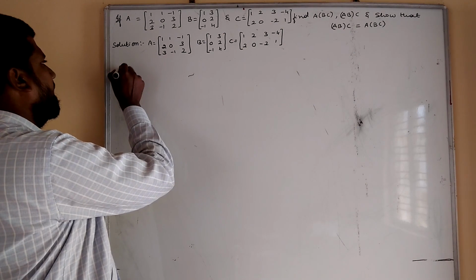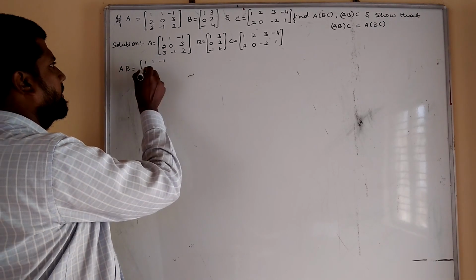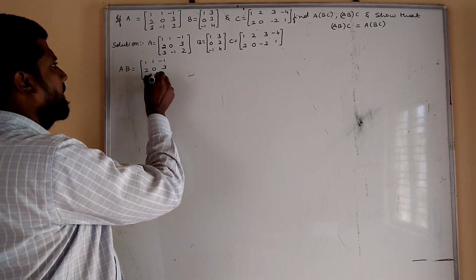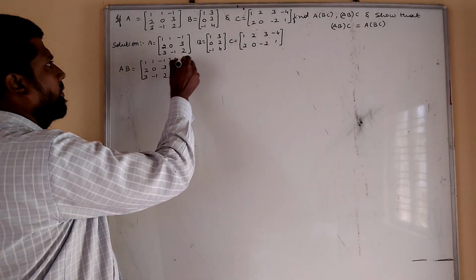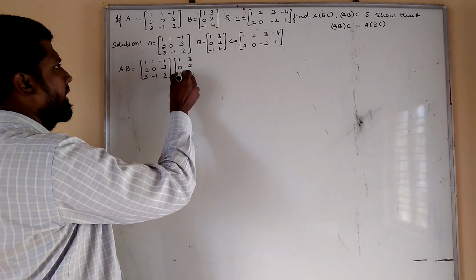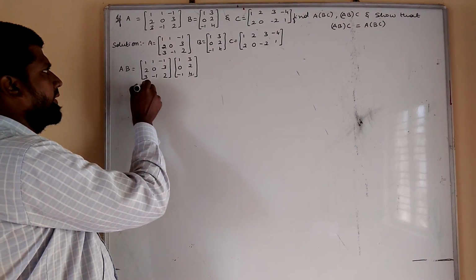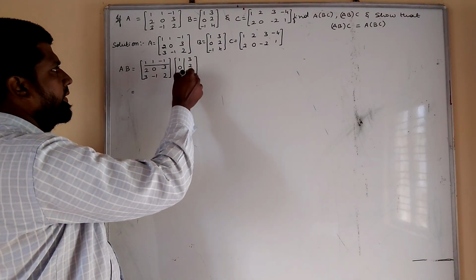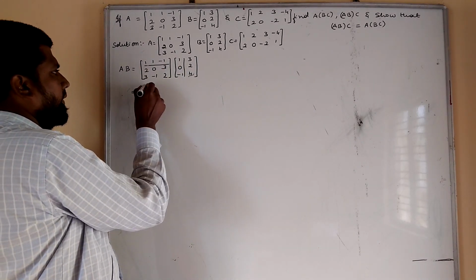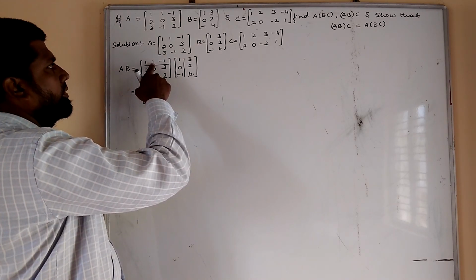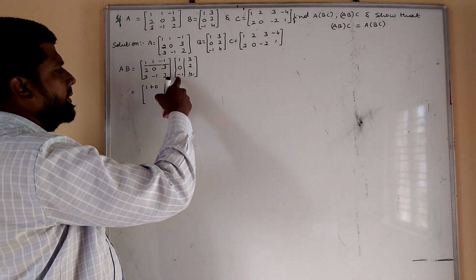Let us find first AB. Let us take A, 1 1 minus 1, 2 0 3, 3 minus 1 2. Then B, 1 3, 0 2, minus 1 4. So let us multiply. You know how to multiply two matrices. First row should be multiplied with first column. 1 into 1 is 1. Then 1 into 0 is 0. Minus 1 into minus 1 is plus 1.